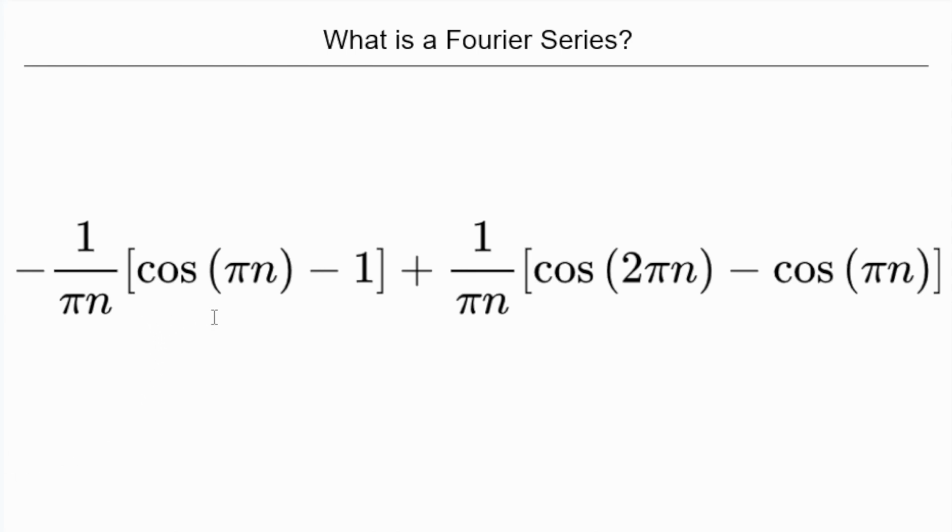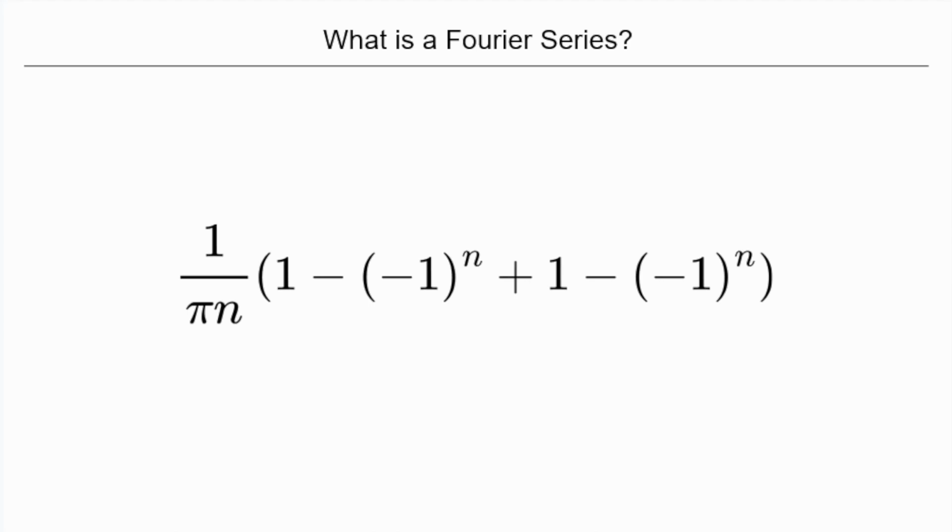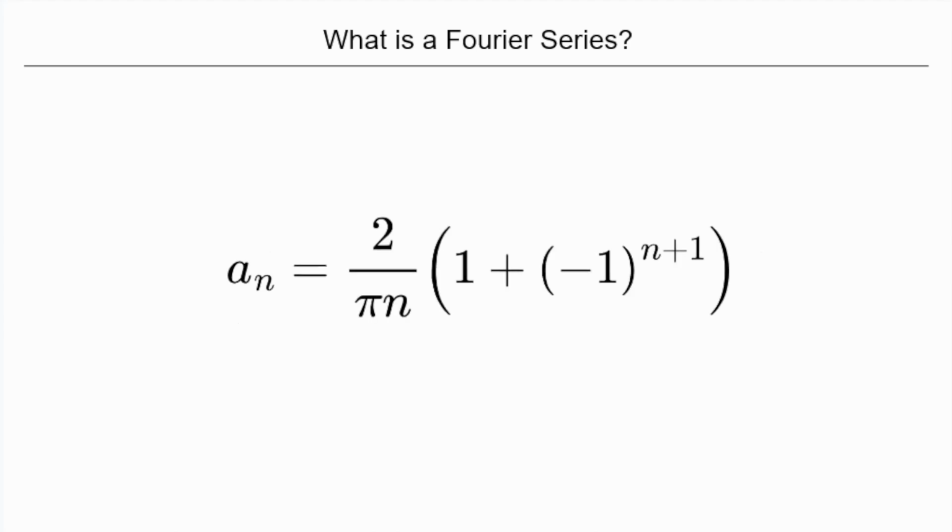Well, cosine of pi n, if you remember, cosine of pi was -1, cosine of 0 was 1, 2 pi, 1, 3 pi, -1, so it's -1 and 1 repeating. It's -1 to the nth power. So we get something that looks like this. Simplifying this a bit, we get something like this. Simplifying it even more, this. a_n equals 2 divided by pi n multiplied by this.